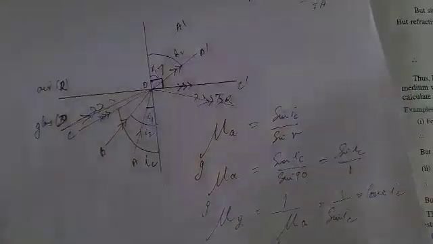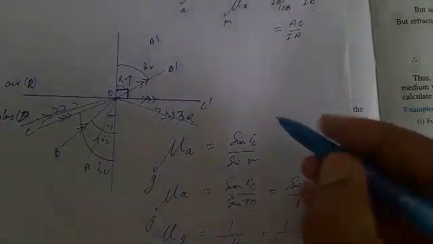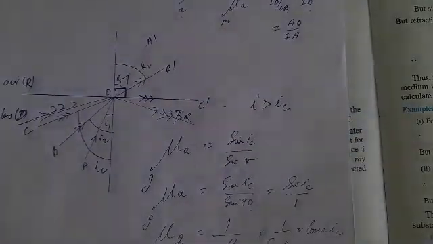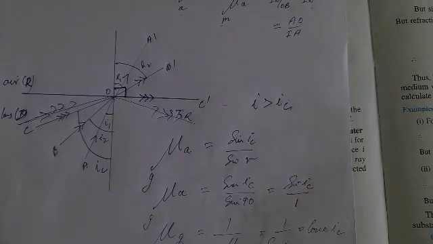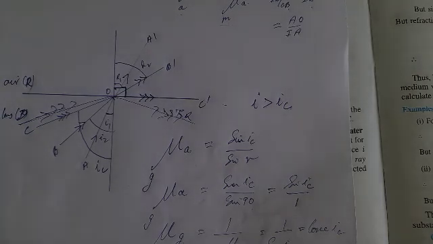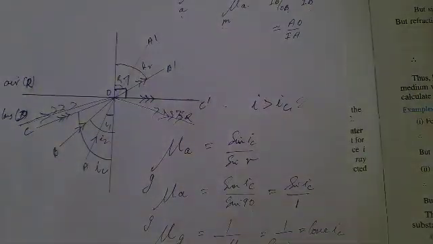So what are the conditions for total internal reflection? The ray of light must travel from denser medium to a rarer medium, and the angle of incidence should be greater than the critical angle. Only then there is total internal reflection. Fine. So remember that, total internal reflection. Is that okay? We stop over there.